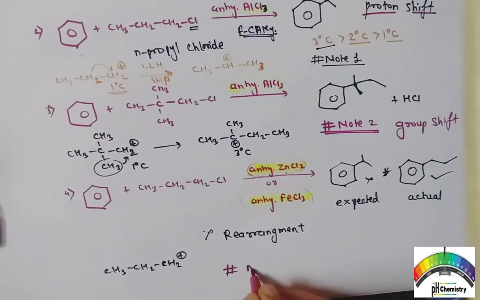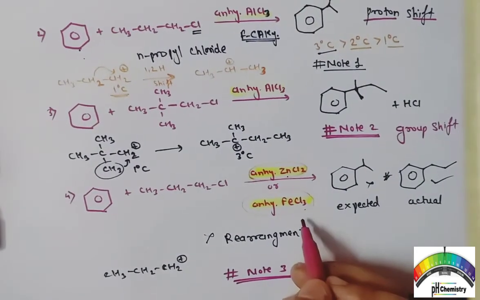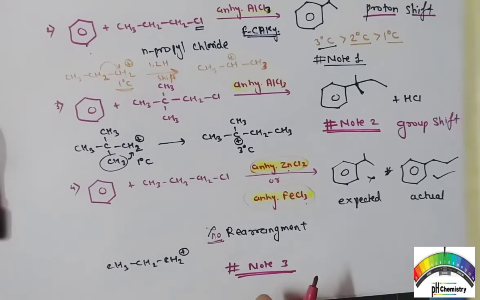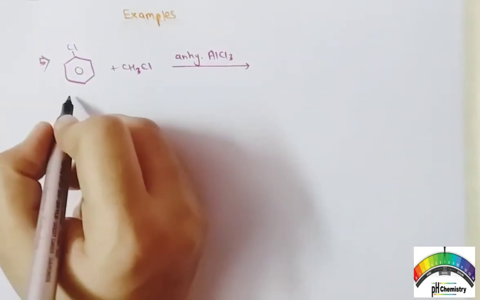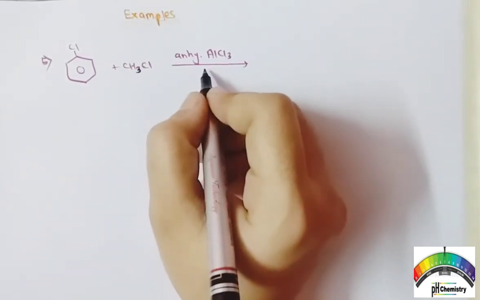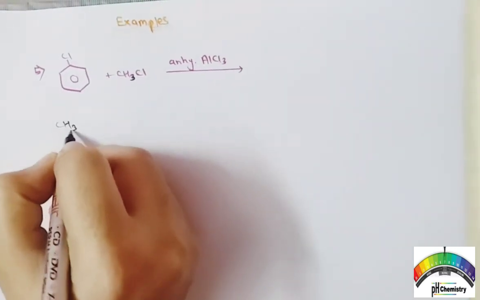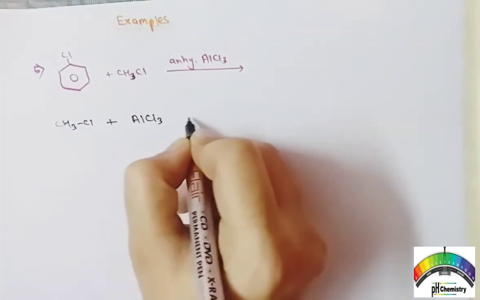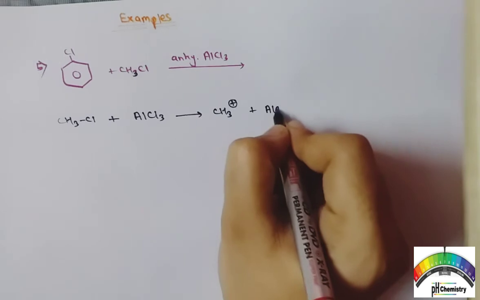So note it here, this is note number 3. Whenever ZnCl2 or FeCl3 is used as Lewis acid, no rearrangement takes place. So the fifth example is, here we took chlorobenzene as a reactant, methyl chloride and anhydrous AlCl3. So what will be the product in this reaction? First we will see the mechanism. When this methyl chloride reacts with anhydrous AlCl3, the electrophile is formed and AlCl4 is removed.